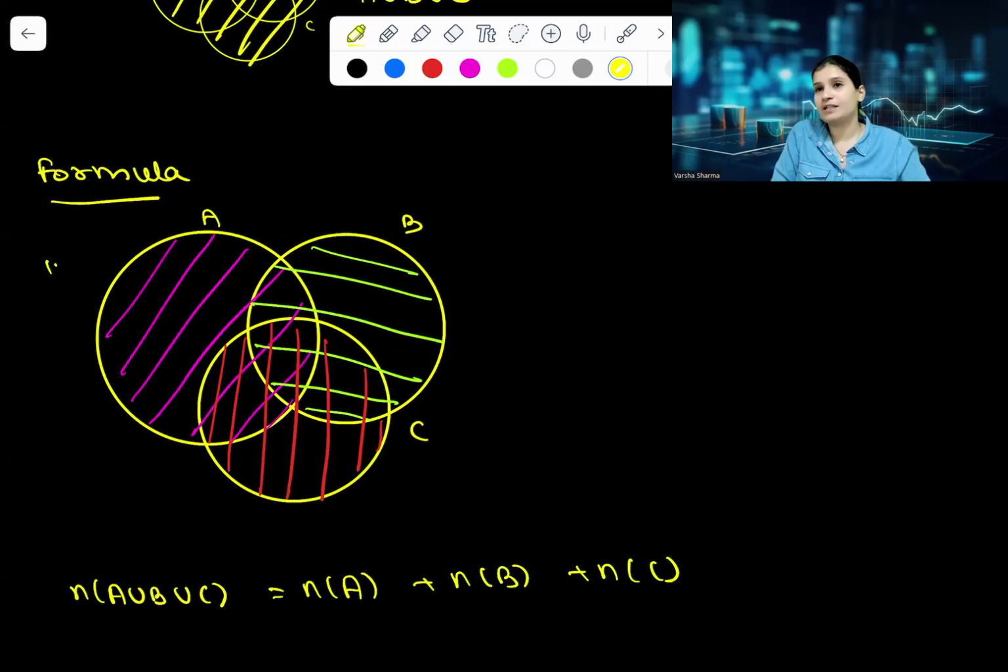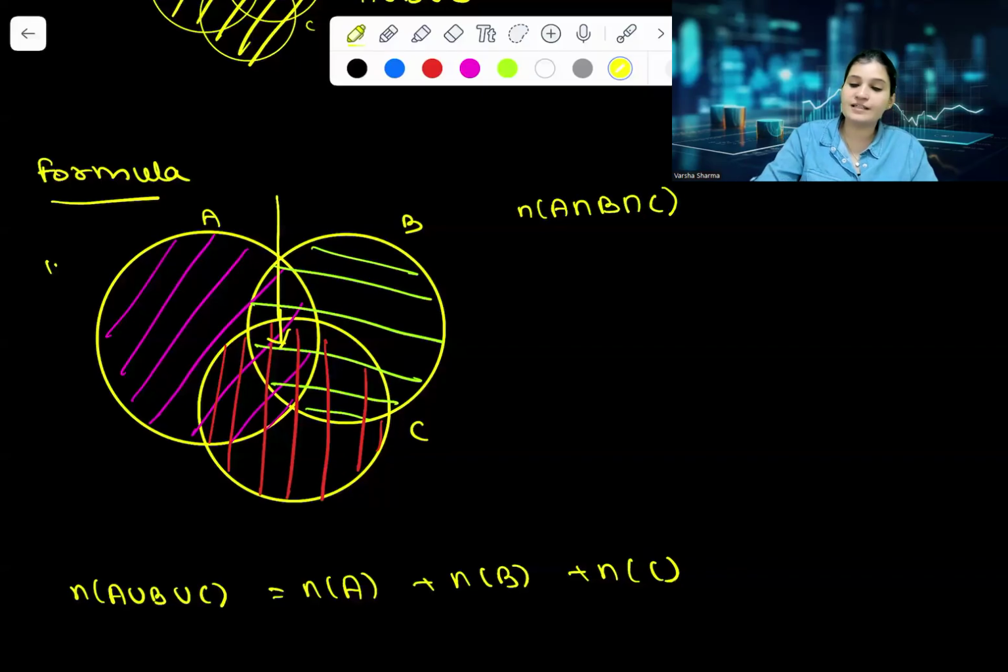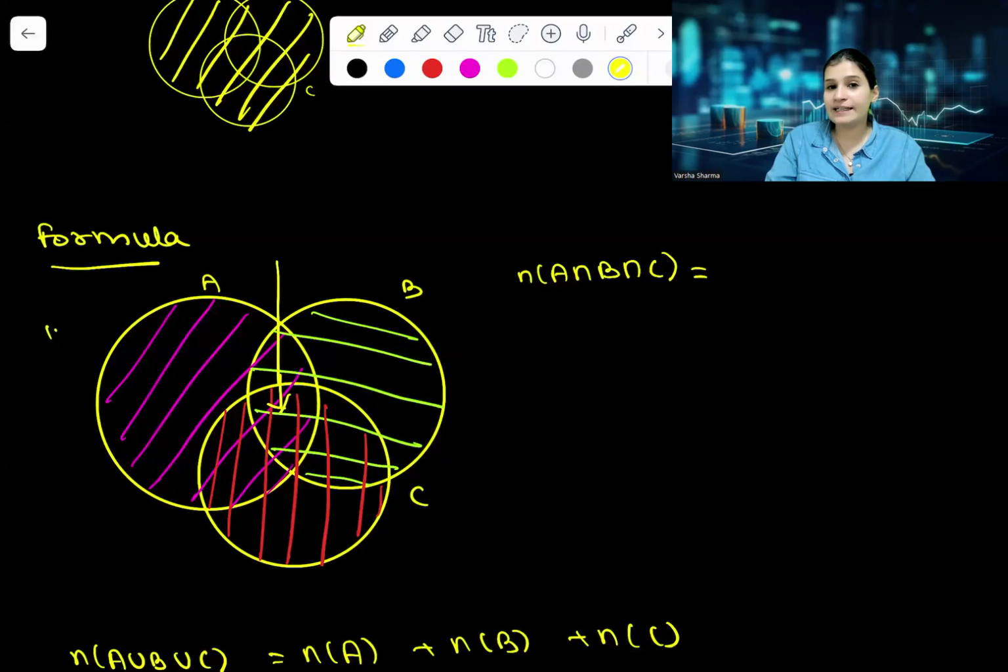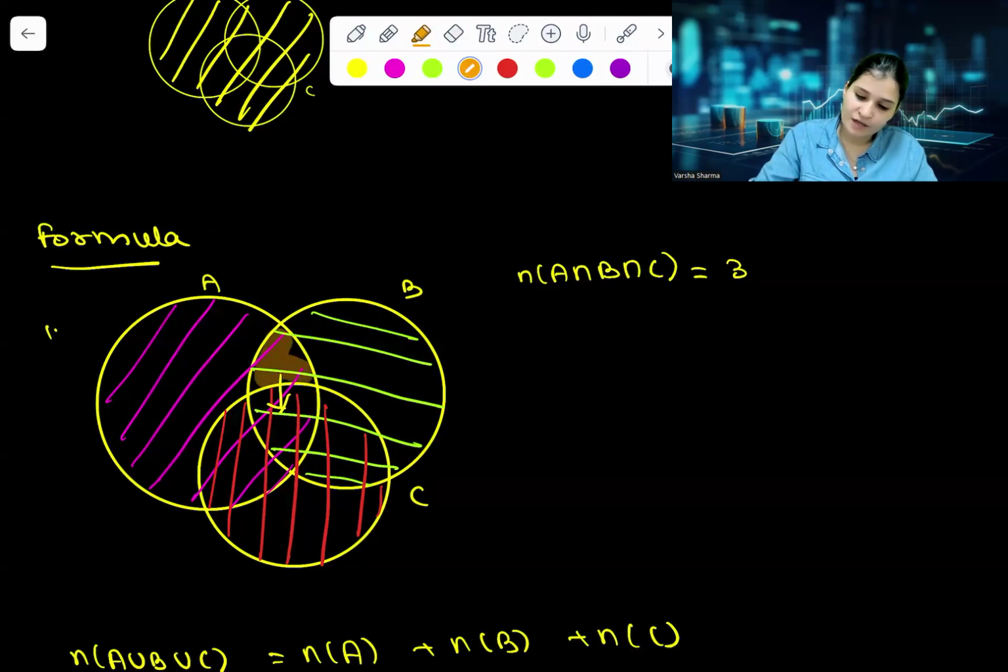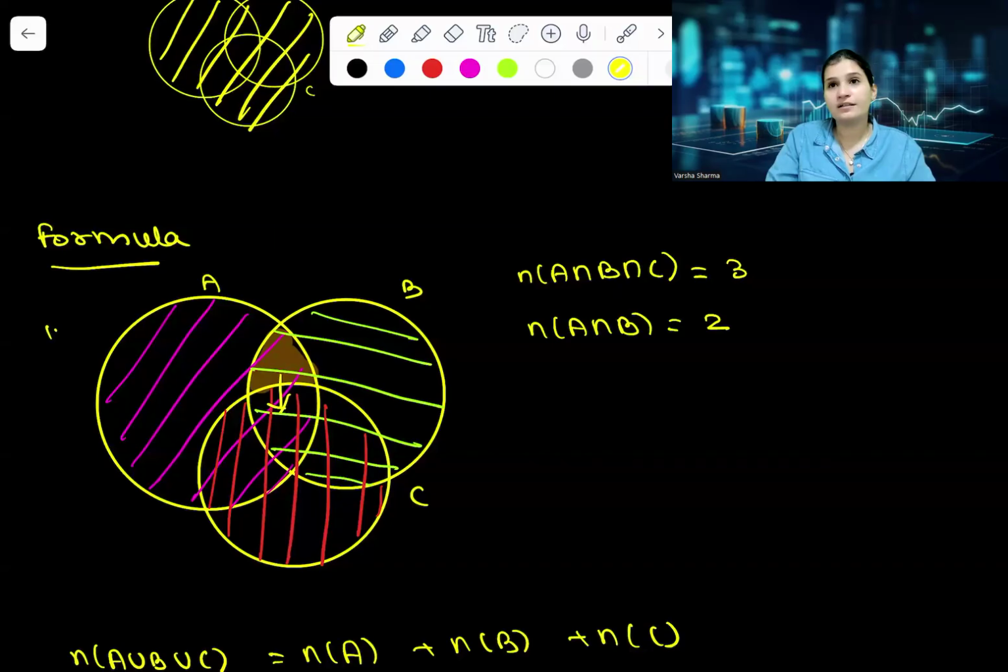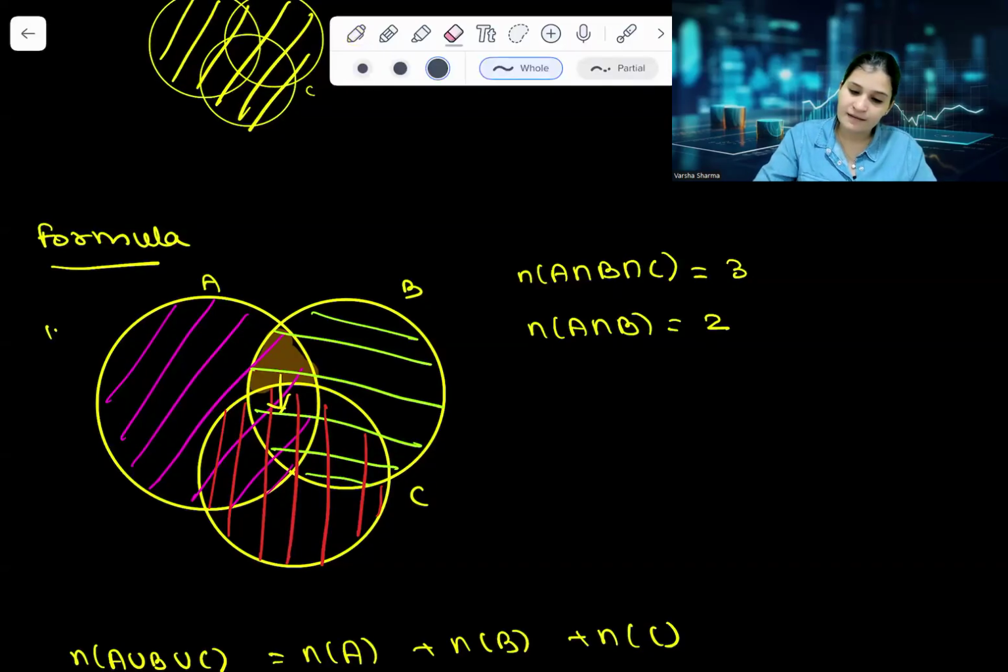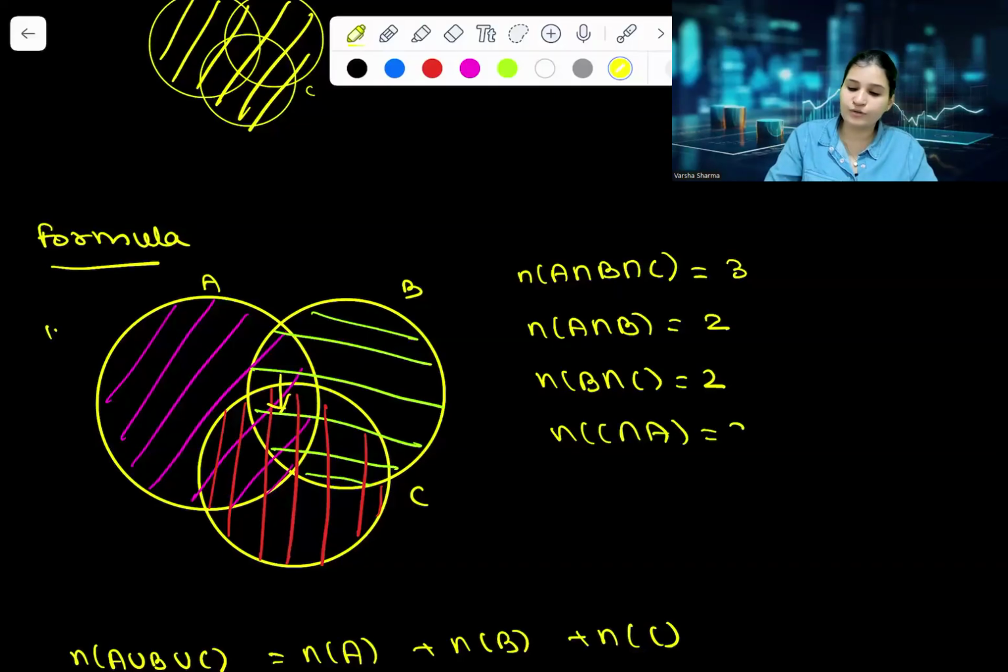But is it correct if you see the diagram? No. Why? Because there are so many portions that have double colors. This portion is A intersection B intersection C. How many colors are there? A yellow, a red, a pink. Three colors in this portion. If I remove this and talk about this part, A intersection B only, there are two colors only. Similarly, B intersection C I took twice, and C intersection A also twice.